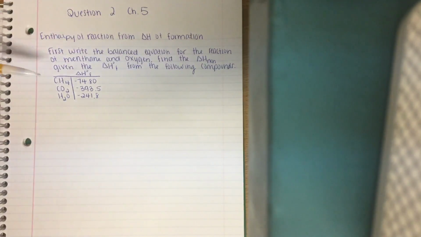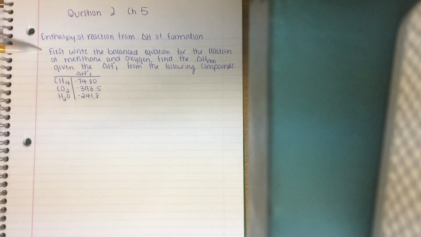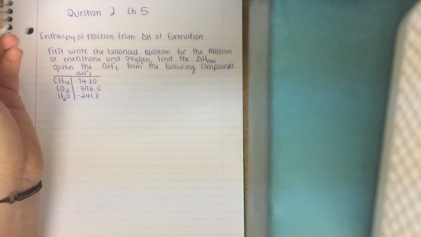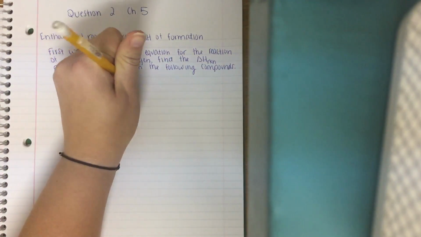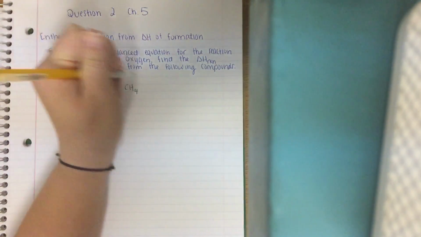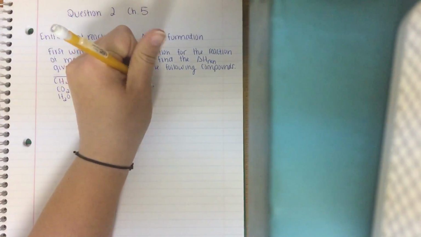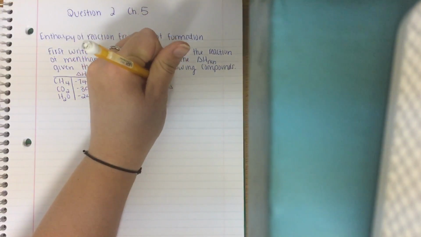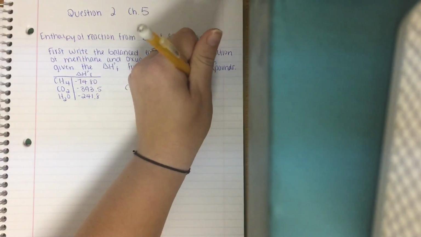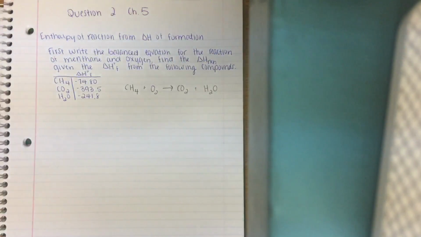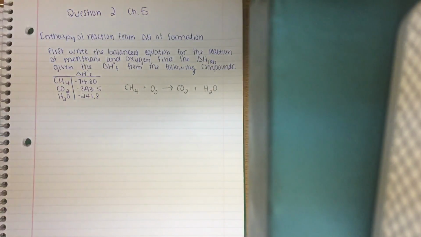So it gives us methane, carbon dioxide, and water. So the first thing we want to do is write the balanced equation for this reaction. So we have methane, which is CH4, plus oxygen. And this reaction produces carbon dioxide and water. However, this is not balanced, so we want to balance it first.